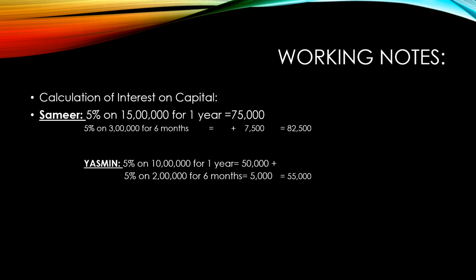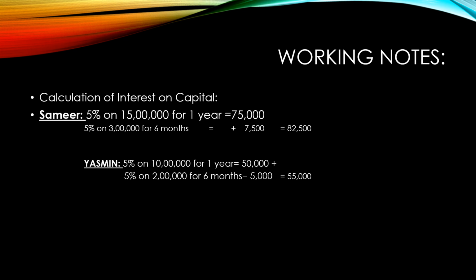And what is the way of doing it? 5 upon 100 into 6 upon 12 into 3 lakh. So it comes 7500, and we have to add both the amounts; that will give us the interest for the entire year. Same we will do for the other partner as well, Yasmin. It is 10 lakh for 1 year at 5%, then 50,000, then 2 lakh for 6 months at 5%, it's 5,000. Same way, we will add both the interest on capitals, it comes 55,000.